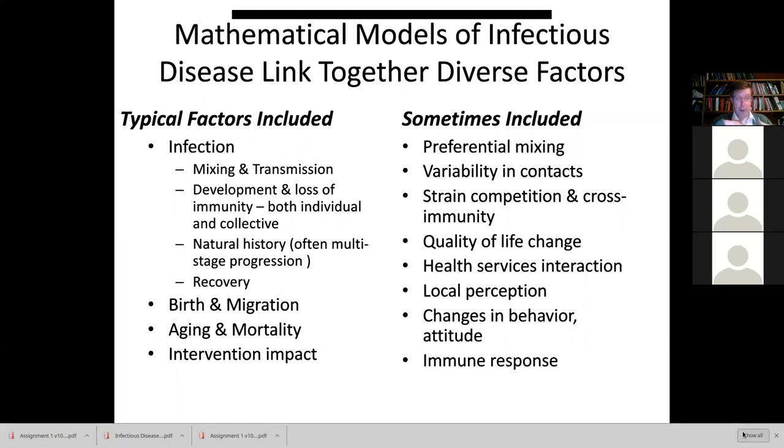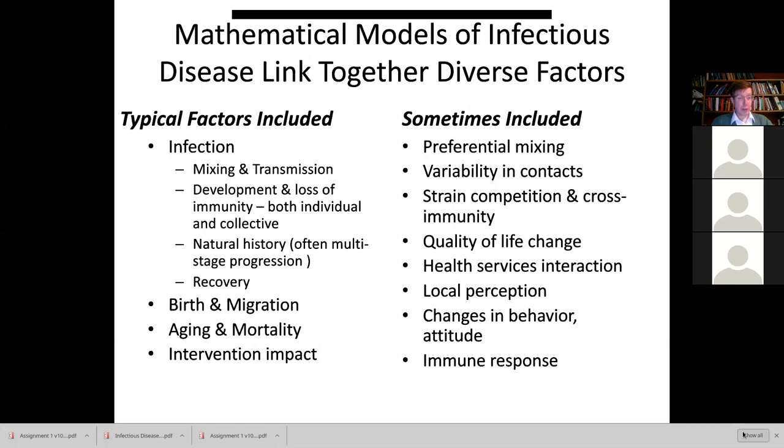They'll typically be depicting, not surprisingly, processes that involve infection. And this requires characterization of mixing between people in the population. It often includes representation of development of immunity to an infection and potentially loss of immunity, something we know is troublingly apparent for COVID-19 and has emerged from some recent studies. Often there's a multi-stage progression associated with stages of infection.